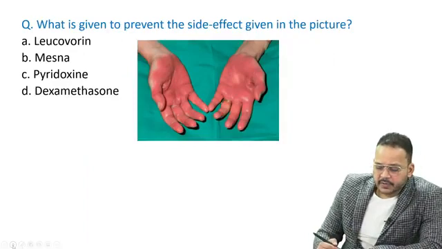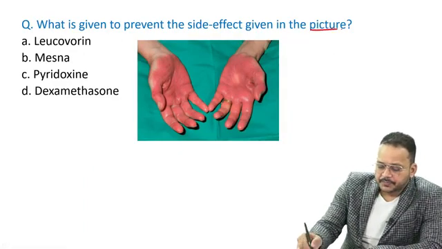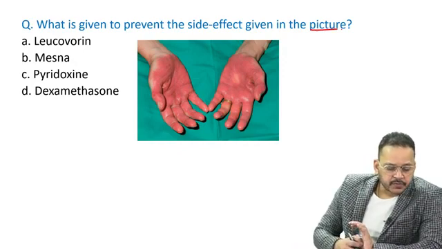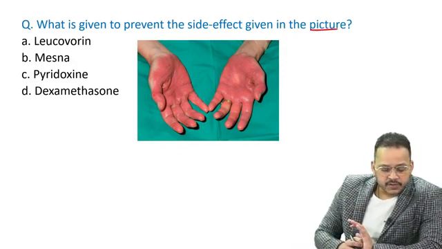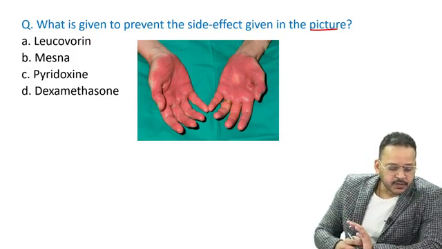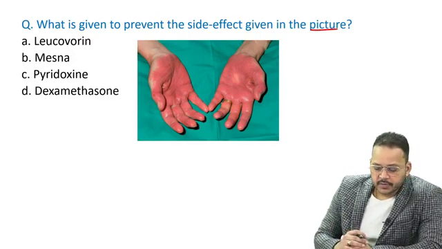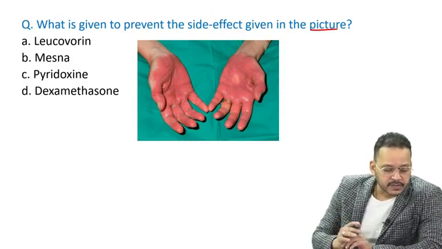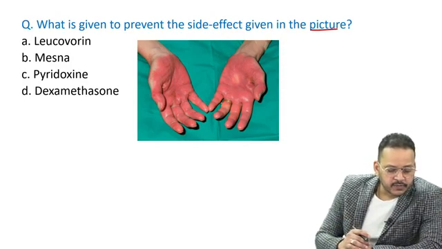What is given to prevent the side effect given in the picture? Leucovorin, Mesna, pyridoxine, or dexamethasone? I guess it's a very simple MCQ, not a difficult one. We have discussed this in the section on anti-cancer drugs. What is given to prevent the side effect given in the picture?